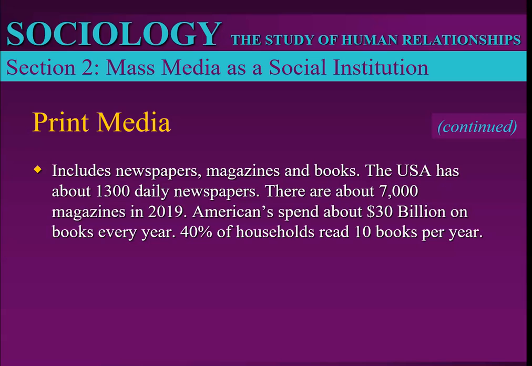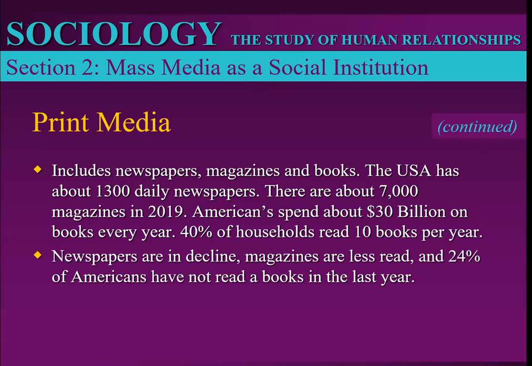The print media includes newspapers, magazines, and books. The USA has about 1,300 daily newspapers, and there are about 7,000 magazines as of 2019. Americans spend around $30 billion on books every year, and 40% of households read 10 books per year. Newspapers are in decline, however, and magazines are less read, and 24% of Americans have not read a book in the last year.